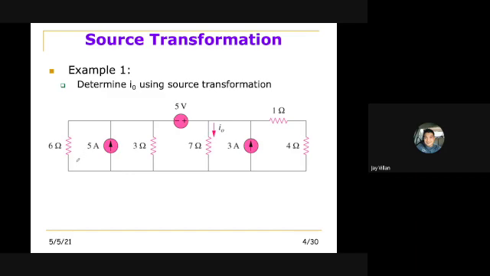Okay, so what we do is simply to use Ohm's law in order to convert from current source to voltage source. So say for example here you have 6 ohms and 5 amperes. So your voltage is equal to I times R. So that would be 6 times 5. Then therefore that is now equal to 30 volts. So your V here will now be equal to 30 volts.